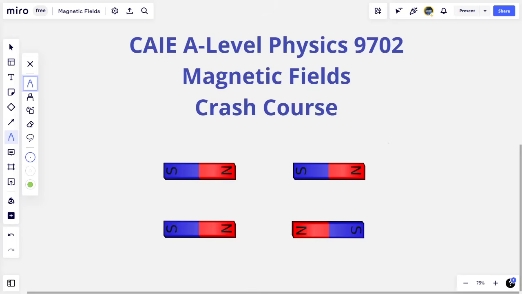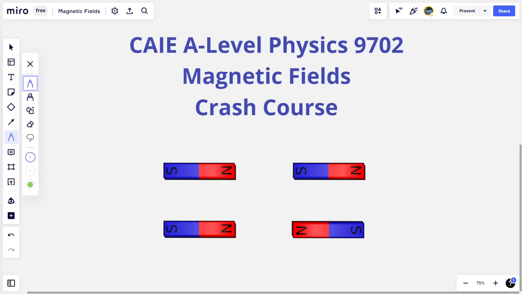Today we'll be doing a crash course on the topic of magnetic fields for Cambridge A-Level Physics 9702. Now remember, our crash courses are just meant to cover at a very high level the concepts and the topics, the subtopics that will be important to understand for the exam. So it's not going in depth, but simply covering everything at a very high level.